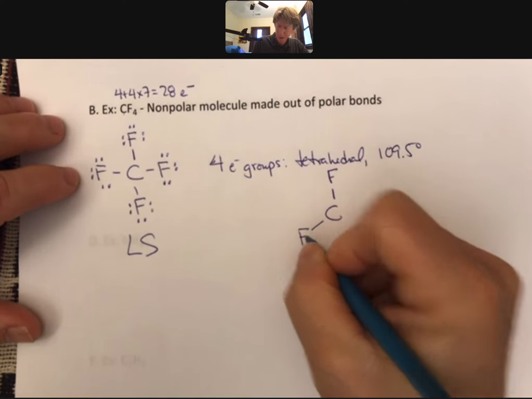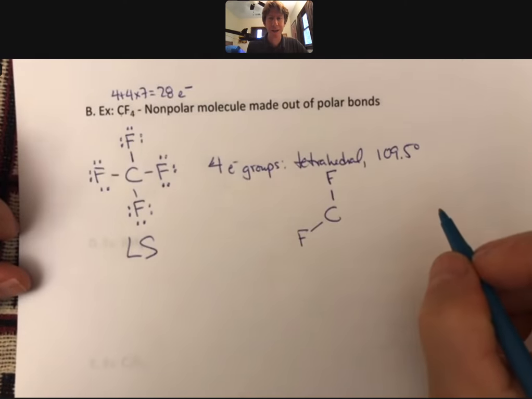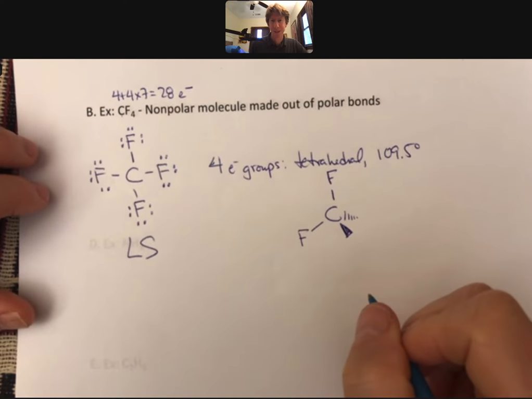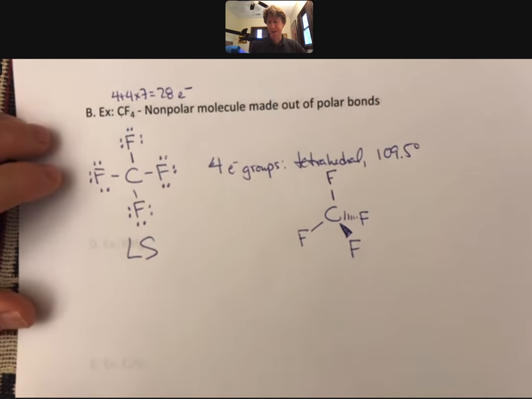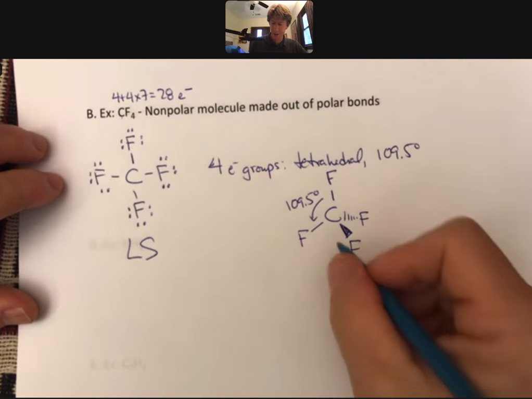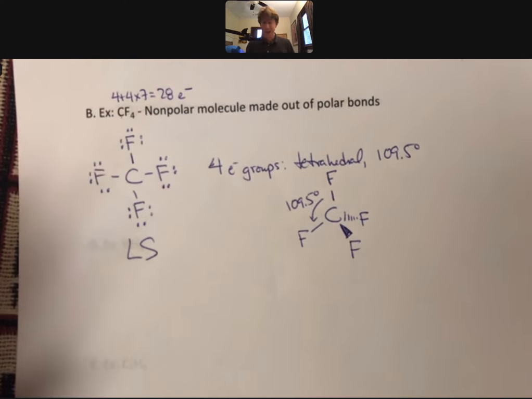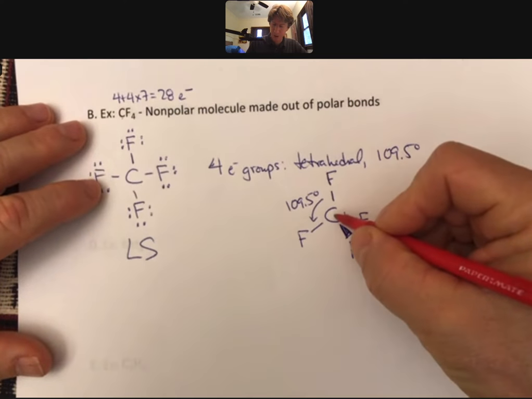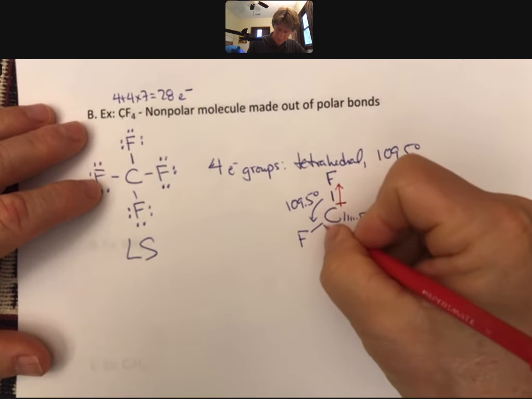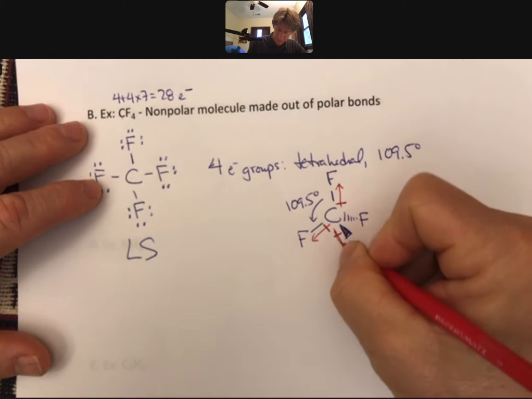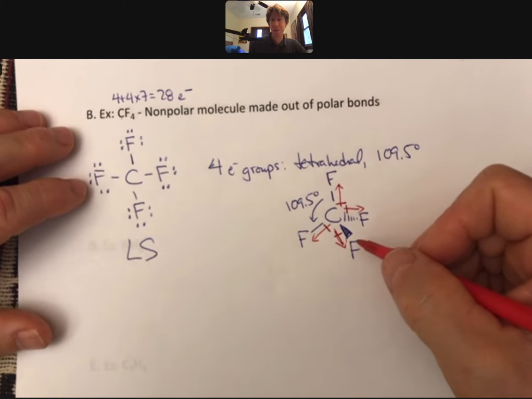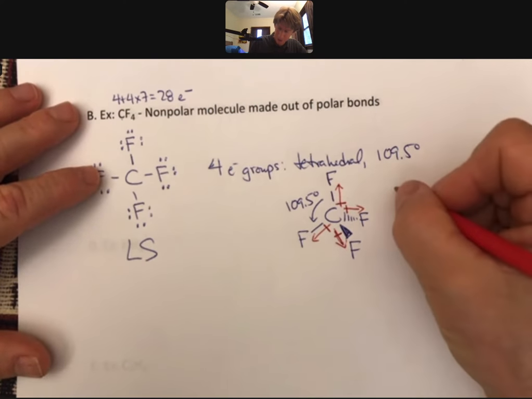So, 2 positions flat in the page, 1 sticking out, that's the out wedge, 1 sticking back, that's the back wedge, like so. And we can even label this the perfect 109.5, and all of them are. Okay. So now it's time to draw dipoles. Dipoles are going to go from the less to the more electronegative. And we don't have to make the dipoles wedged. But when I look at this, I see 4 dipoles. They are actually pulling in exactly opposite directions.